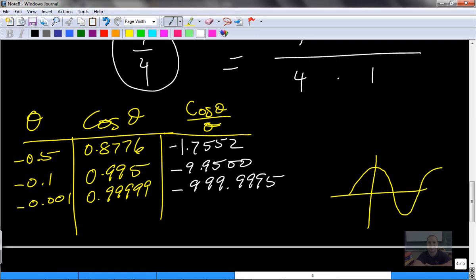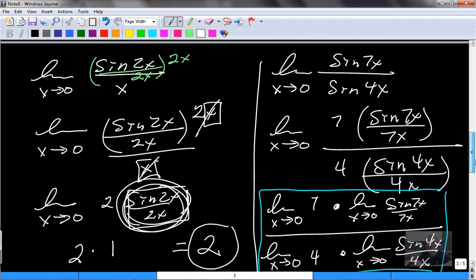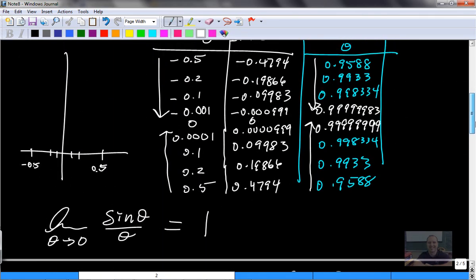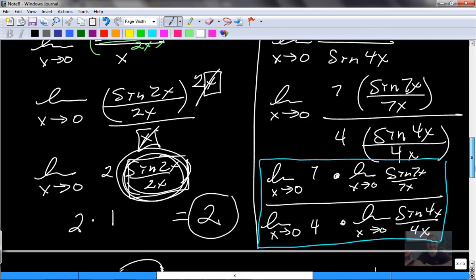So when we quickly fill out this chart, as we're approaching 0, if we recall for the sine, this is getting really, really close to 1. It's just inching up through thousands and millions and billions of the place.